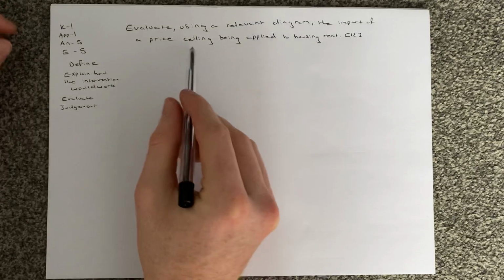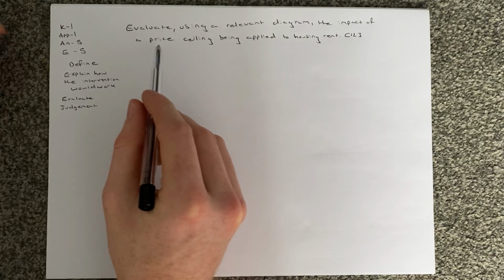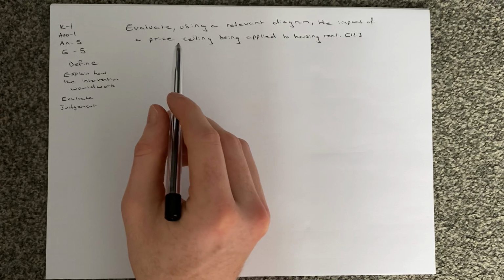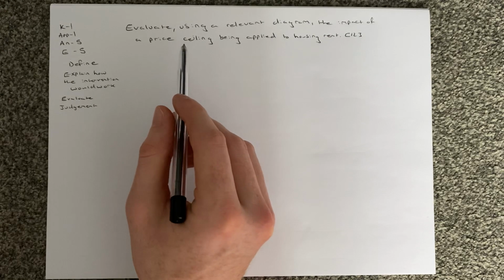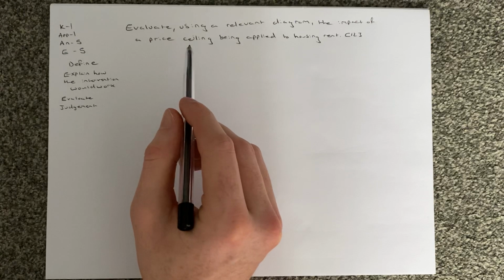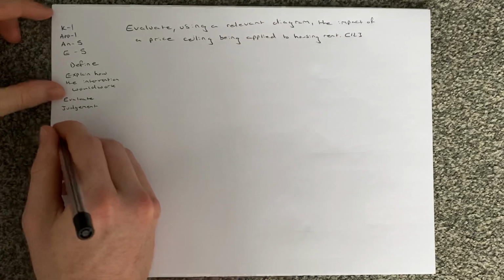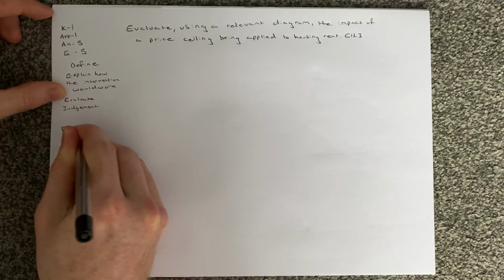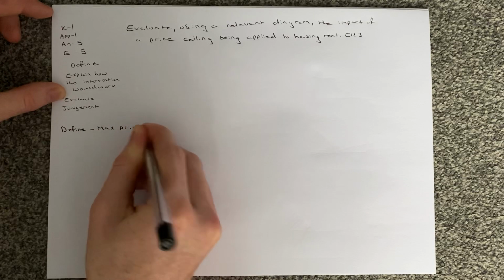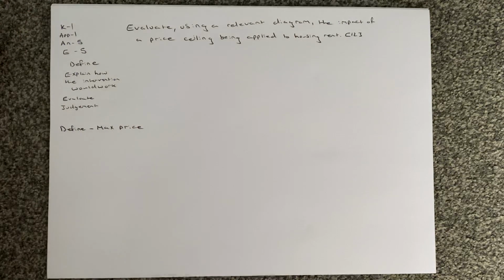So obviously when we're talking about a price ceiling, we're talking about a maximum price, because with a price ceiling, you can't go above that price. That price ceiling is the maximum price, and you can't go above it. So key way to start the answer: define max price. Obviously explaining that a maximum price is a price ceiling above which producers are not allowed to sell. Okay, now we need to make it applicable to the case study.